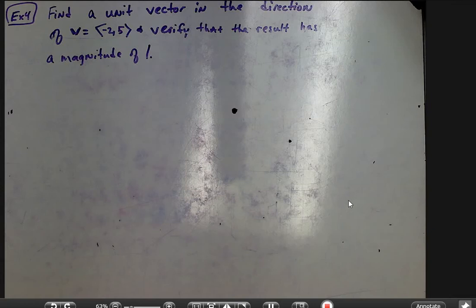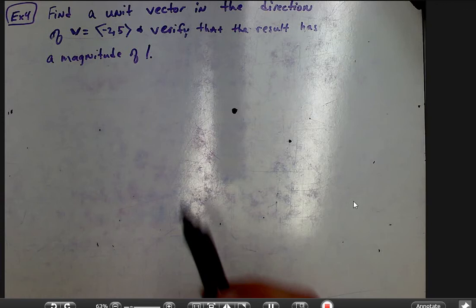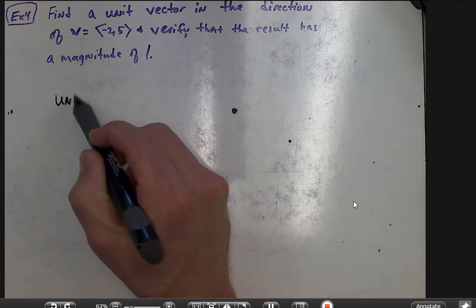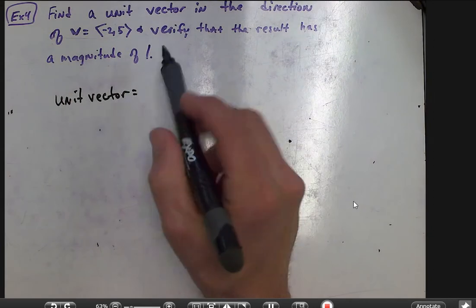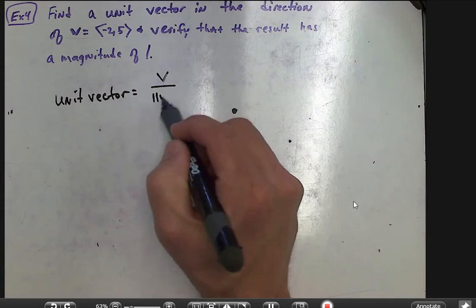Our last example here for day one of section 6.3 is: find a unit vector in the direction of v being negative 2 comma 5 and verify that the result has a magnitude of 1. So we're trying to find a unit vector. Well, a unit vector is defined as the vector divided by the magnitude of the vector.